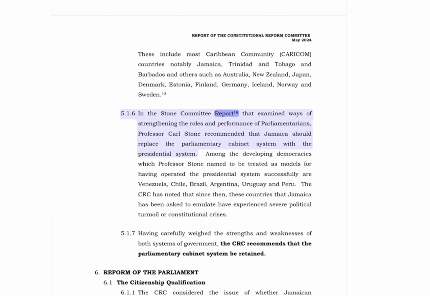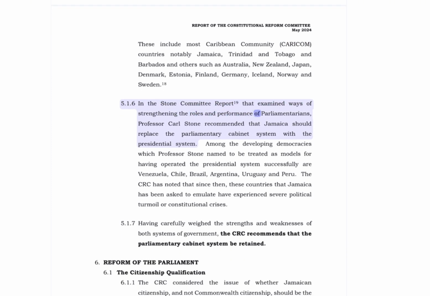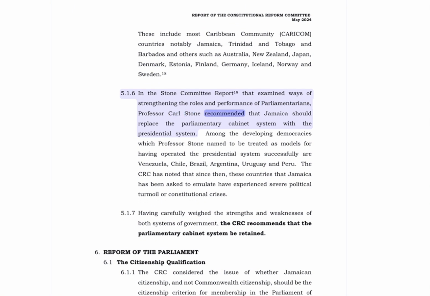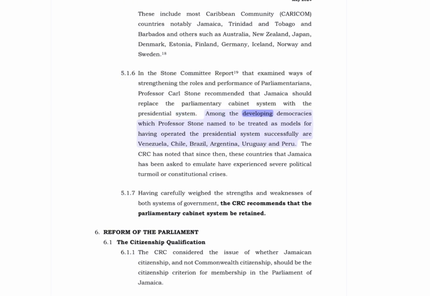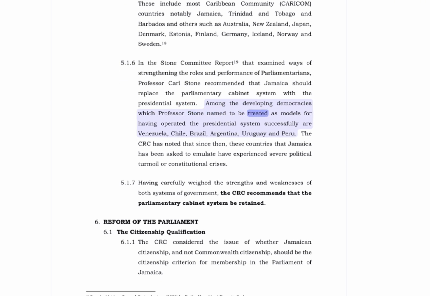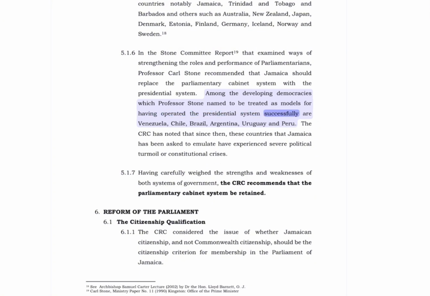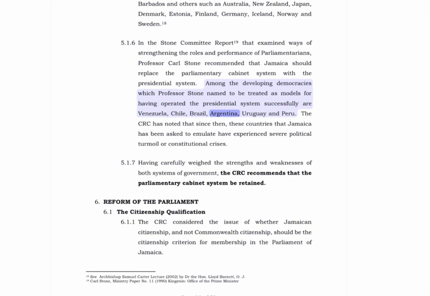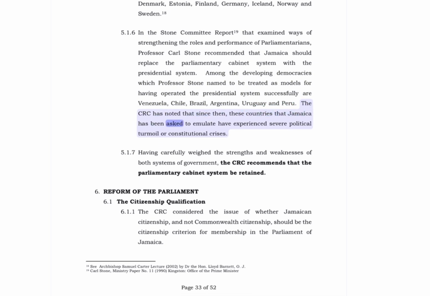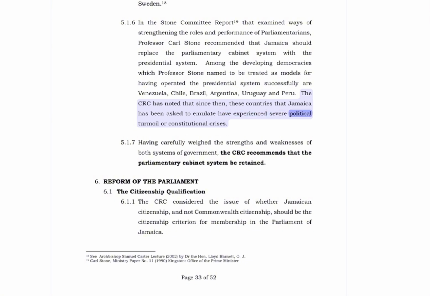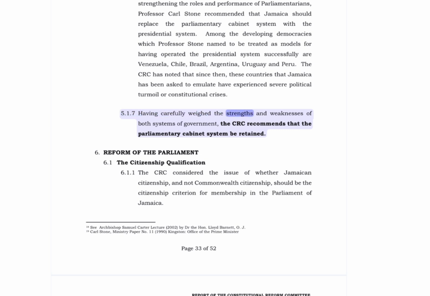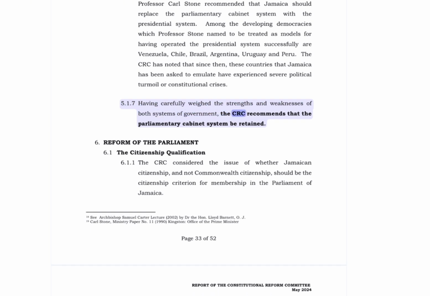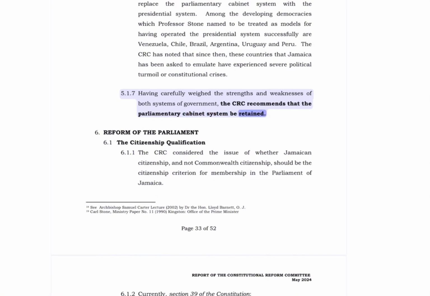In the Stone Committee report that examined ways of strengthening the roles and performance of parliamentarians, Professor Carl Stone recommended that Jamaica should replace the parliamentary cabinet system with the presidential system. Among the developing democracies which Professor Stone named to be treated as models for having operated the presidential system successfully are Venezuela, Chile, Brazil, Argentina, Uruguay, and Peru. The CRC has noted that since then, these countries that Jamaica has been asked to emulate have experienced severe political turmoil or constitutional crises. 5.1.7 Having carefully weighed the strengths and weaknesses of both systems of government, the CRC recommends that the parliamentary cabinet system be retained.